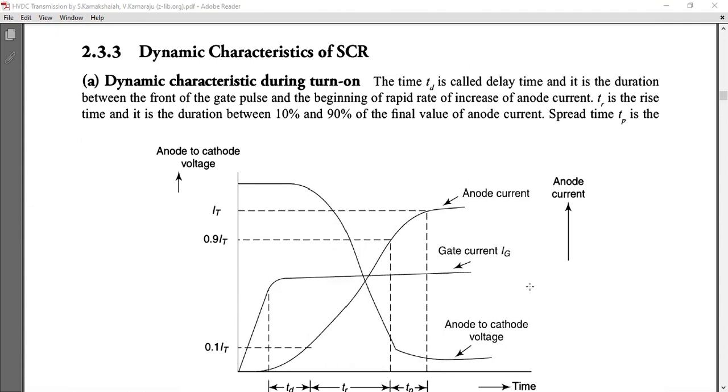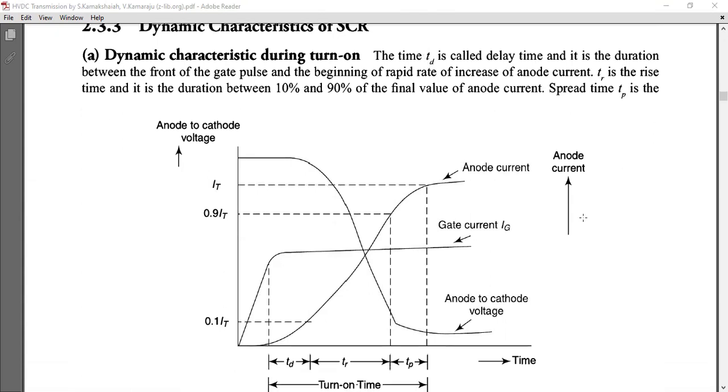See here, the delay time is called TD. It is the duration between the front of the gate pulse and the beginning of the rapid increase of the anode current. Okay, so the front of the gate pulse, the starting of the gate pulse, and the beginning of the rapid increase of anode current, this is called the delay time. So see here, from here to here, this is the delay time.